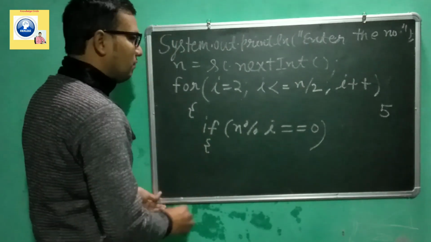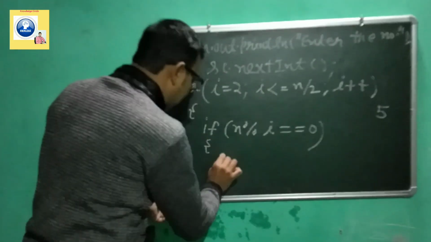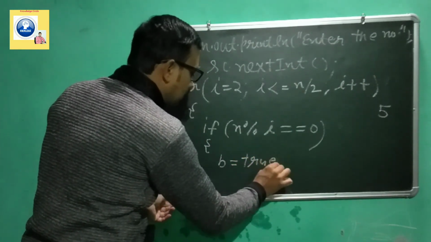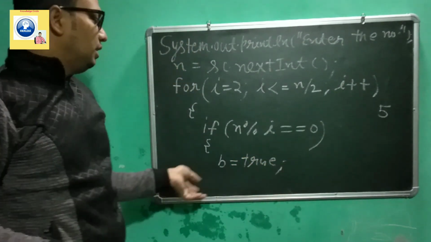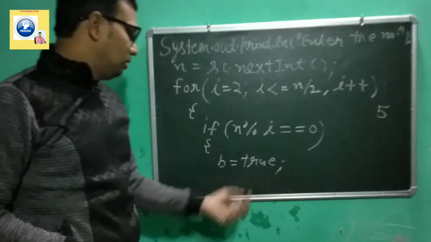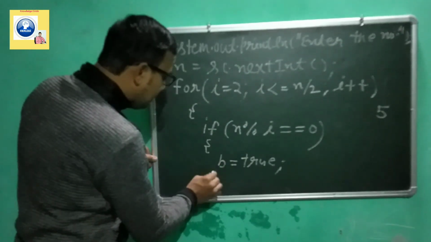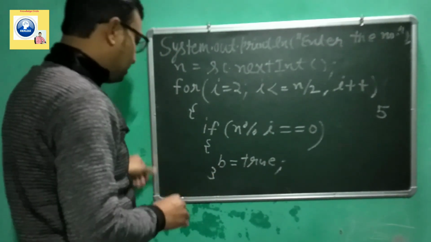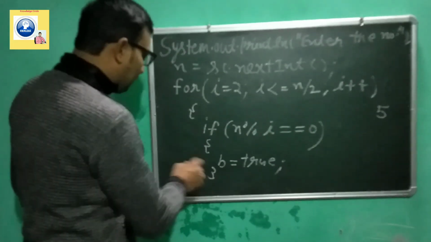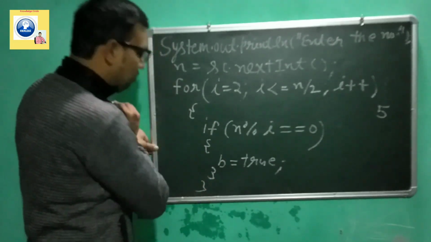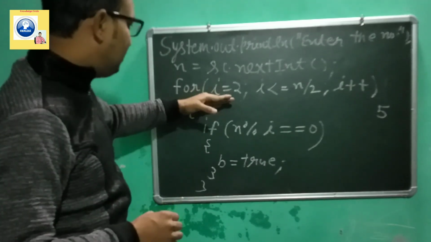We have taken a boolean variable. Now we will make b equal to true. What is the meaning of b equal to true? It means if it is divisible, then make it true. Okay, only the if part we will keep. It is not required to have else. After that, let's close it, and then we will close the loop. Okay, so we have completed this.